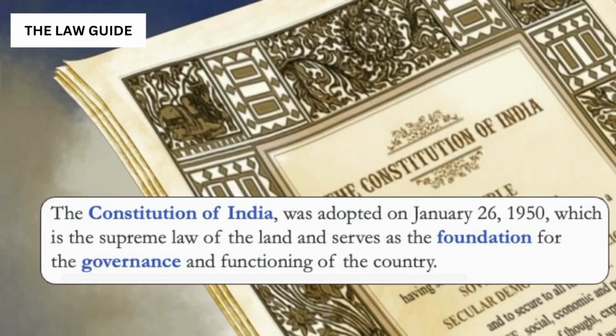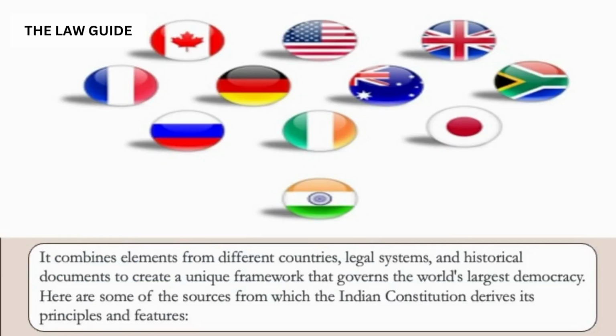The Constitution of India was adopted on January 26, 1950, which is the supreme law of the land and serves as the foundation for the governance and functioning of the country. It combines elements from different countries, legal systems, and historical documents to create a unique framework that governs the world's largest democracy. Here are some of the sources from which the Indian Constitution derives its principles and features.